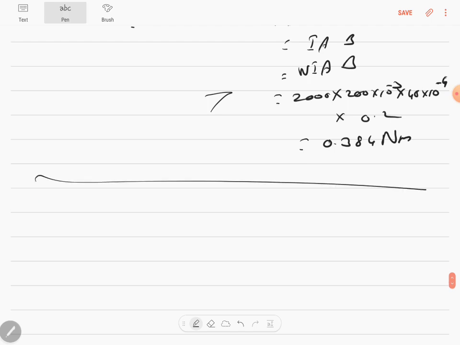It's such a beautiful sum. It's an NCERT sum. Okay, so then let's go to the next sum. It's example 77.